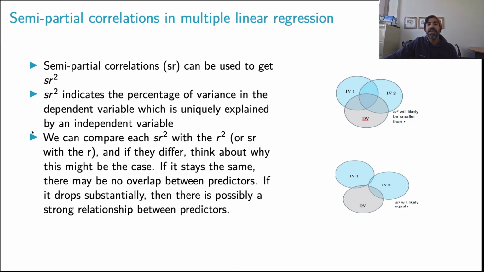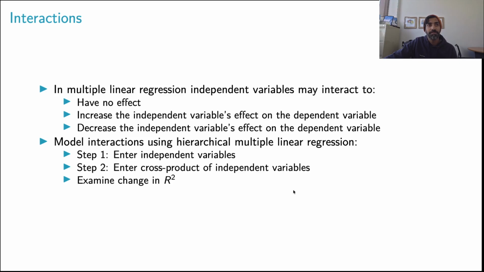So the information that we get from semi-partial correlations is important for the individual predictor, to say how much of the variance is accounted for uniquely by this individual predictor. It also gives us an indicator of change when we look at it between semi-partial correlations and correlations. We get a sense as to the change in the relationships between predictors as well.